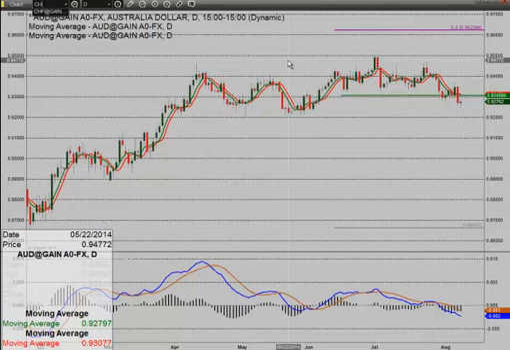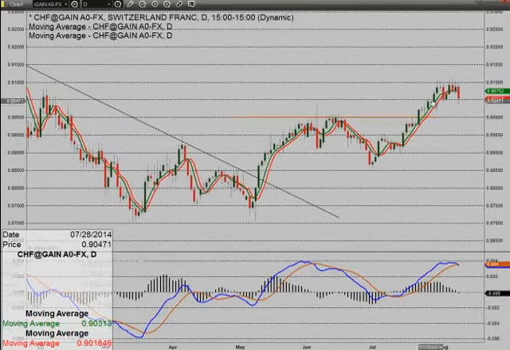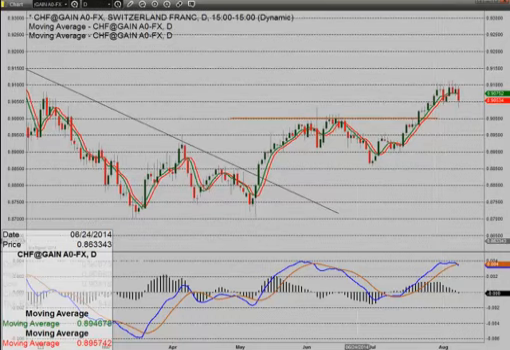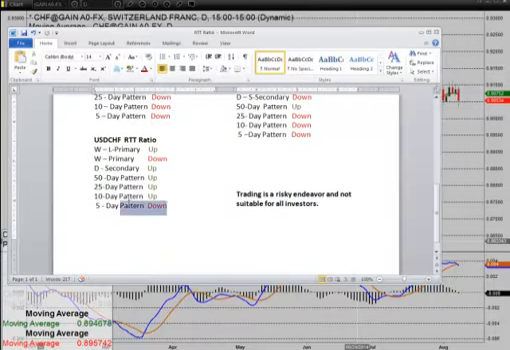Next market, the dollar Swiss. Dollar Swiss had a little bit of a correction Friday. No surprise. We talked about that last week too. That market looks like it needs to correct, and even though you had a little bit of downside, I think in this case you actually shifted your 5-day pattern bearish here. I'll show you an RTT ratio for it. Here you go. You shifted that 5-day bearish.